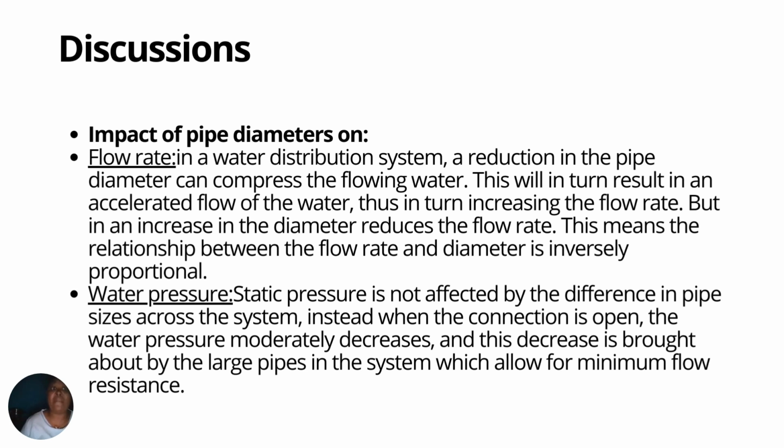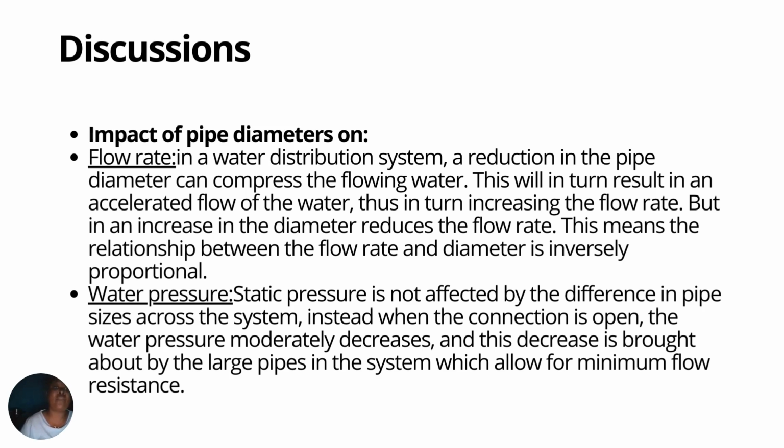Discussions. The impact of pipe diameters on flow rate. In a water distribution system, a reduction in the pipe diameter can compress the flowing water. This will in turn result in an accelerated flow of the water, thus increasing the flow rate. But an increase in the diameter reduces the flow rate, which means that the relationship between the flow rate and the diameter is inversely proportional.